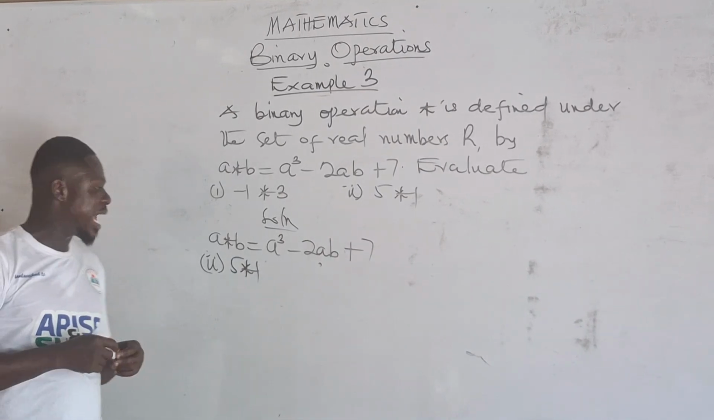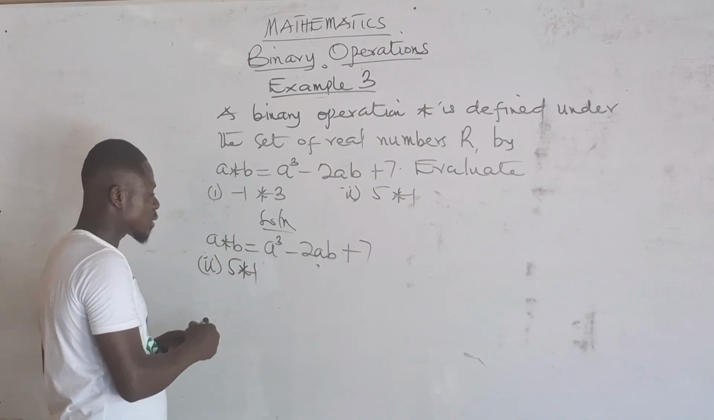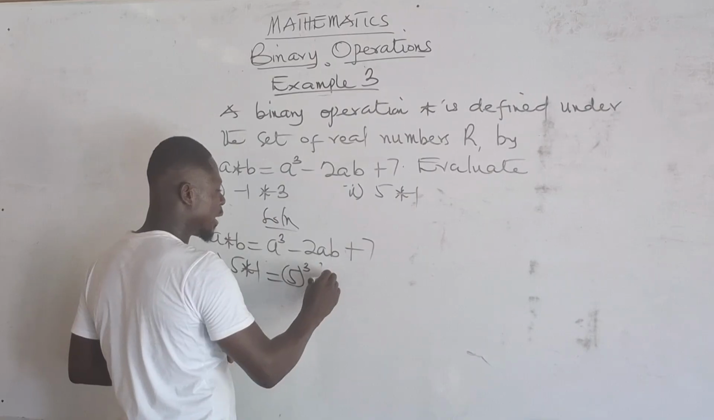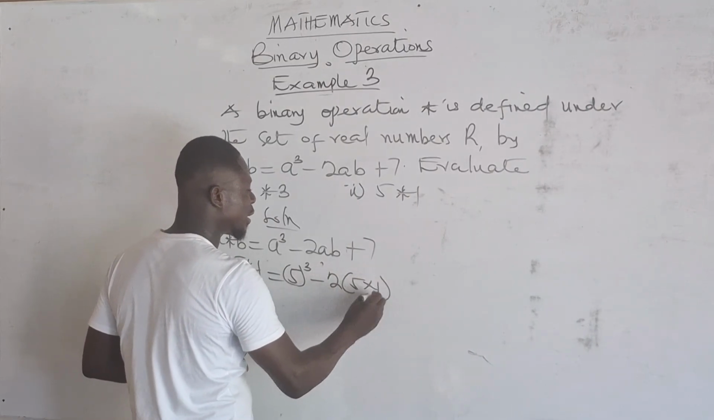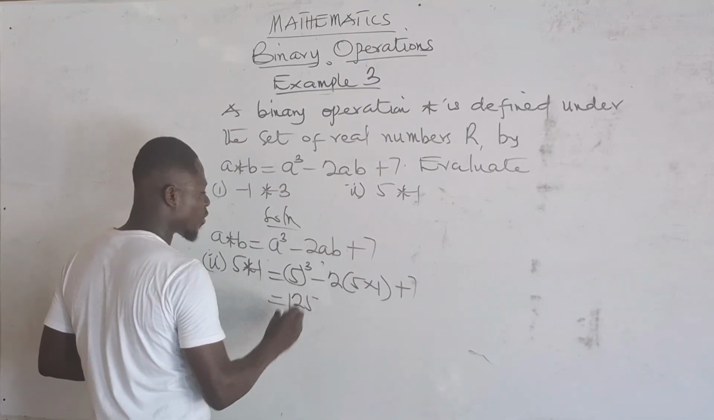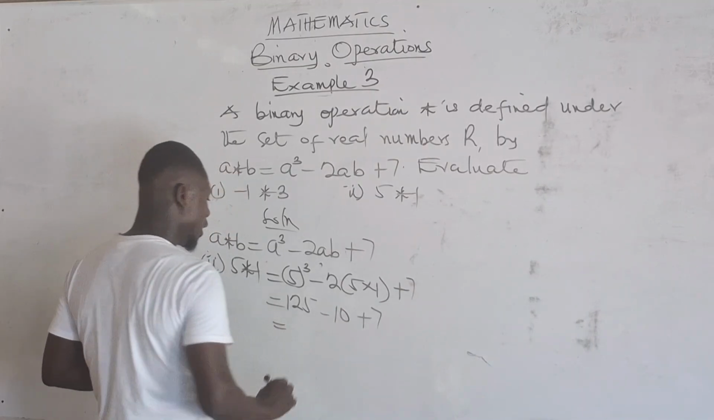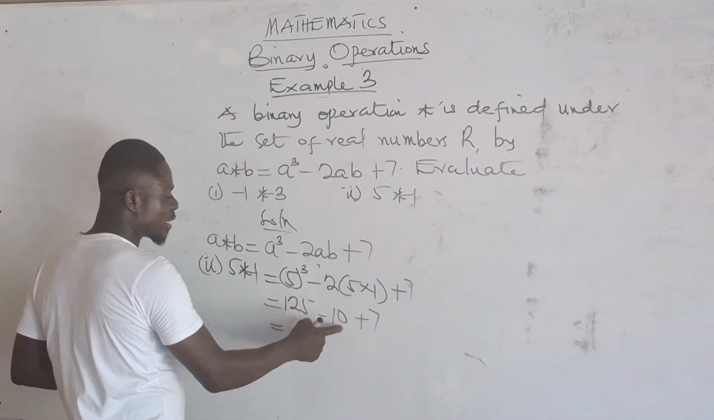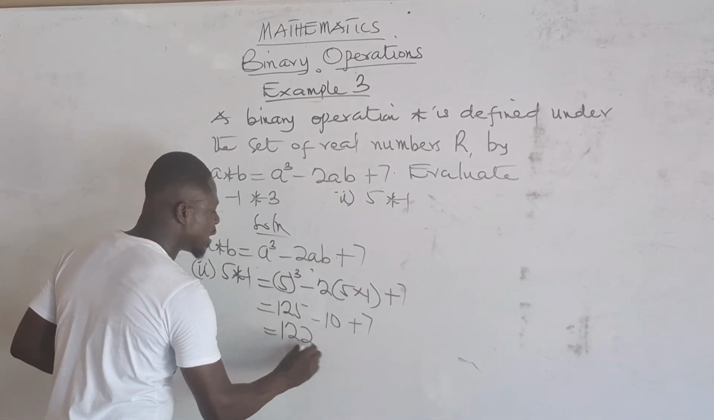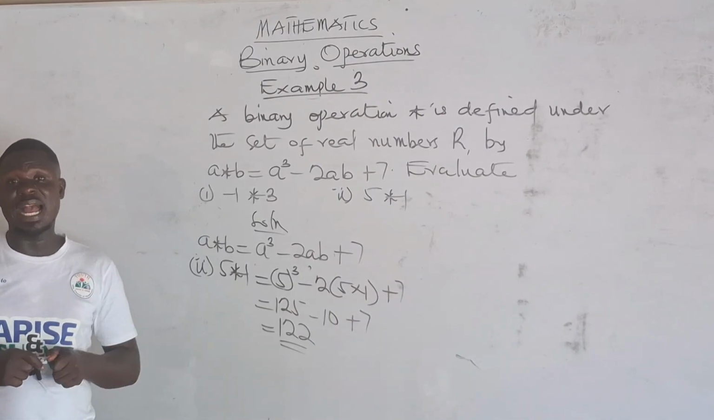In the II, we have 5 star 1. In this case, our A is 5, our B is 1. It means that we will have 5 cubed minus 2 multiplying 5 times 1 plus 7. 5 cubed will be 125 minus multiplying the 2 will be 10 plus 7. Now when you simplify, 125 minus 10 will be 115, plus 7 will be 122. So this will be the answer for the expression in II.